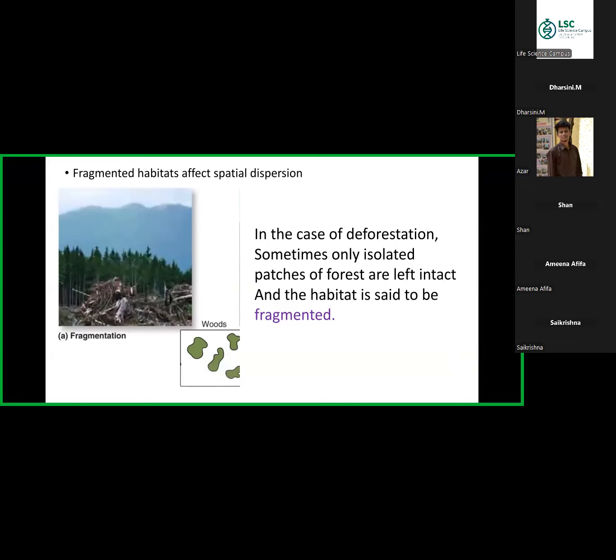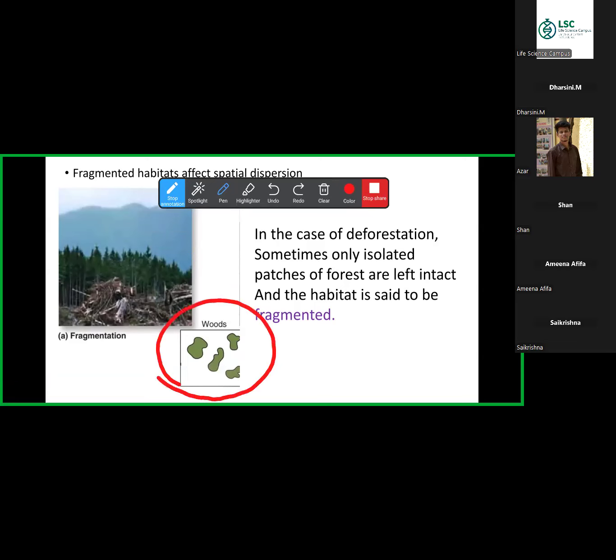So in figure A, you can see that it is a case of fragmentation. In the case of deforestation, only patches of forest are left intact. In this case, we can say that the habitat is fragmented. You can see that in this figure. Initially, all these areas were covered by forest.